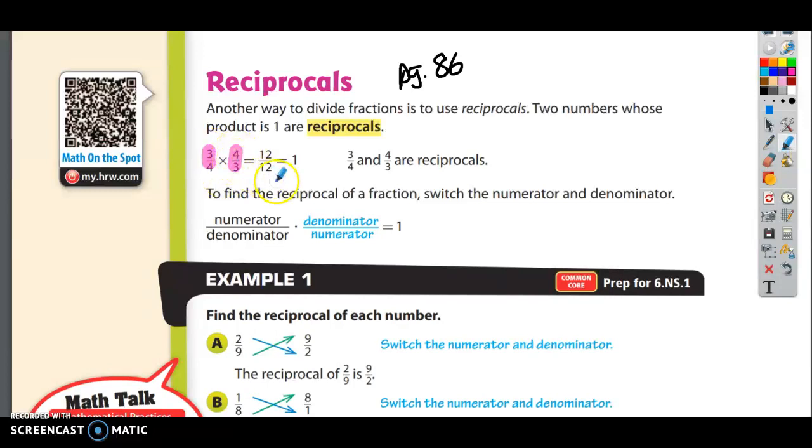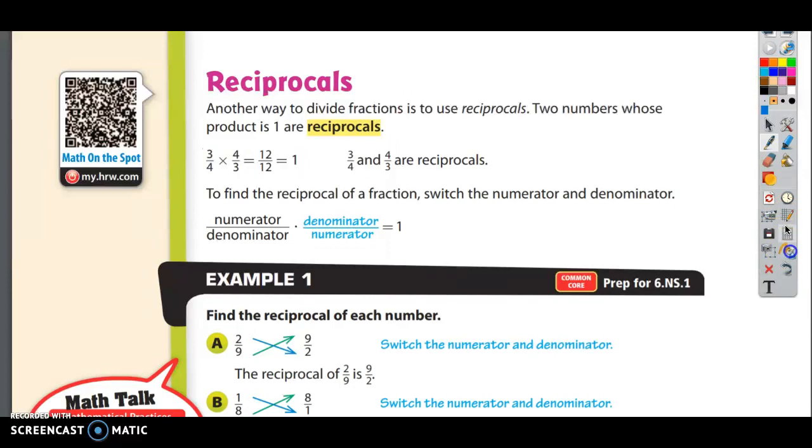3/4 times 4/3 gets you 12 over 12, which is equal to 1. Therefore, 3/4 and 4/3 are reciprocals. Now, most kids notice that the 3 that was the numerator becomes a denominator, and the 4 that was the denominator becomes the numerator, and it's really that simple. They even show it right here. The numerator becomes a denominator, the denominator becomes a numerator, and then you get a product of 1.